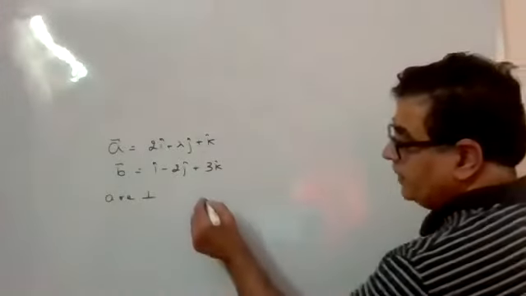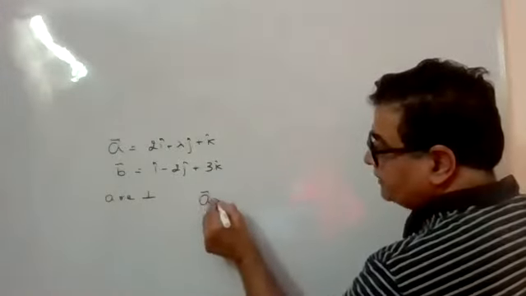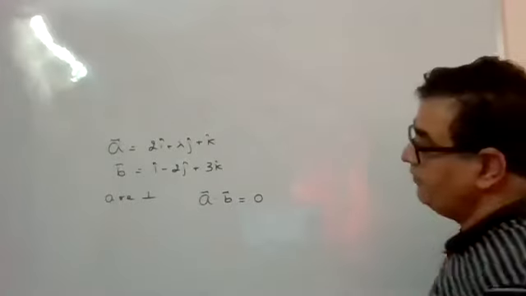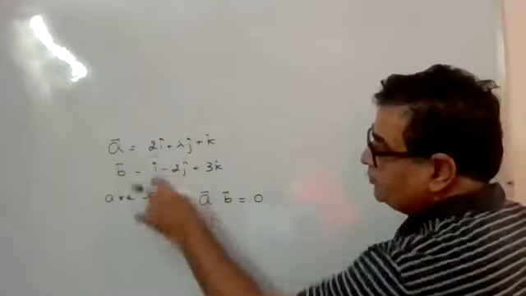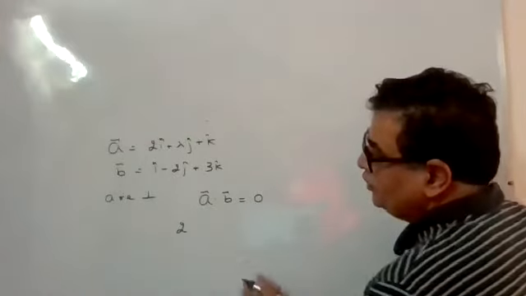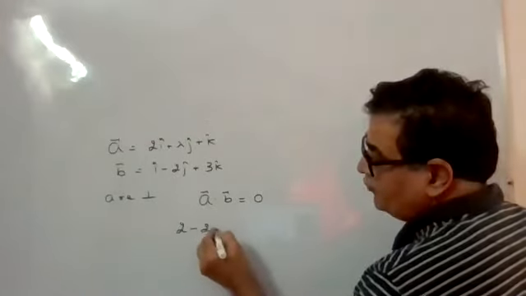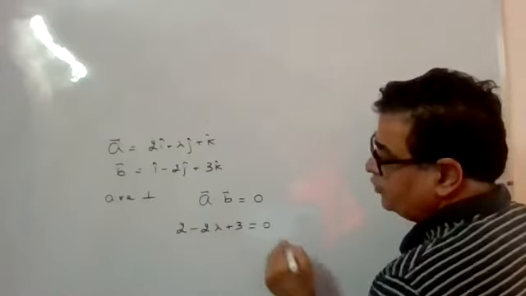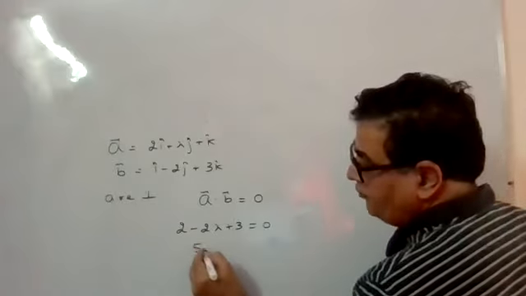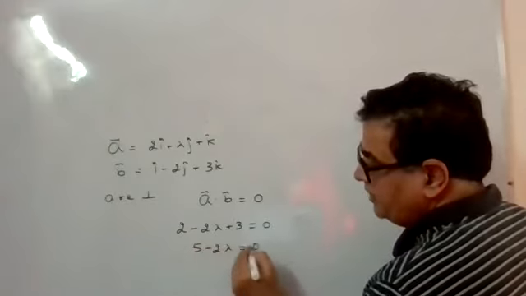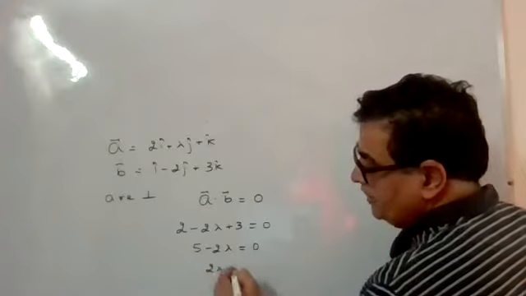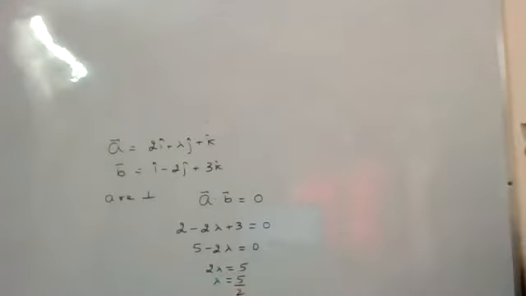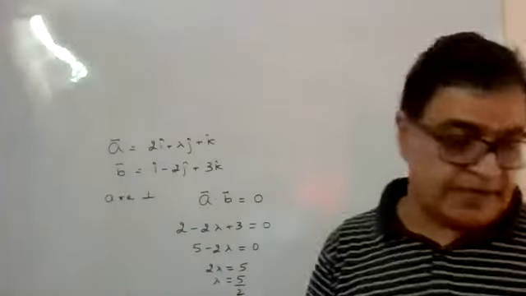As these two vectors are perpendicular, we have done this condition that A dot B has to be 0. And when A dot B is 0, in this case we have 2 minus 2 lambda plus 3 comes out to be 0. Or I should say 5 minus 2 lambda is 0. Or 2 lambda is 5, so lambda is 5/2. Next question please.